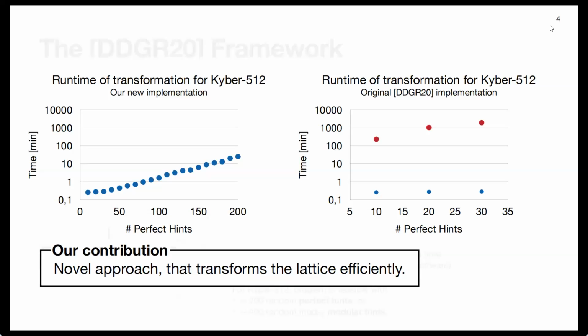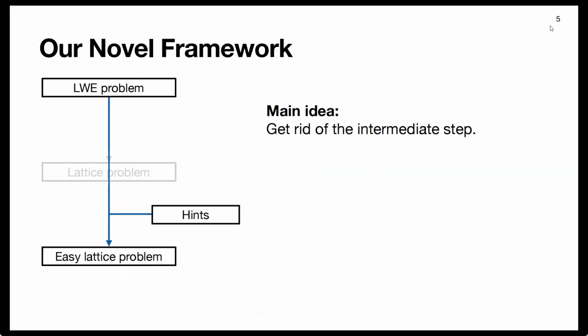So how does our approach work? Essentially, we just get rid of the intermediate step. In the original DDGR20 framework, they first transformed LWE into a lattice problem and then incorporated the hints. Well, why not just incorporate the hints first into the LWE problem and then turn it into a lattice problem? And that makes it very naturally much faster, because what we do is essentially just linear algebra. Linear algebra algorithms are very efficient, whereas lattice algorithms typically are kind of inefficient. They have polynomial time, but not super efficient.